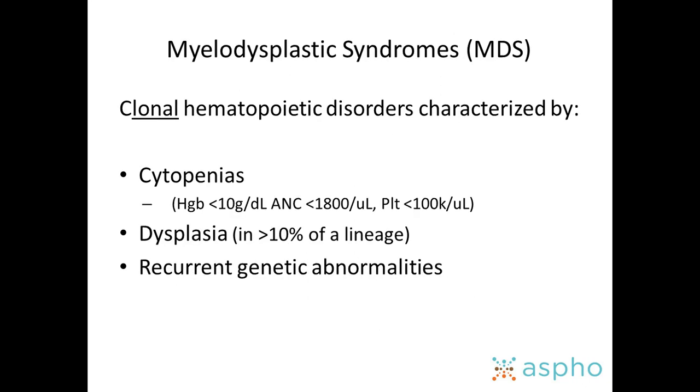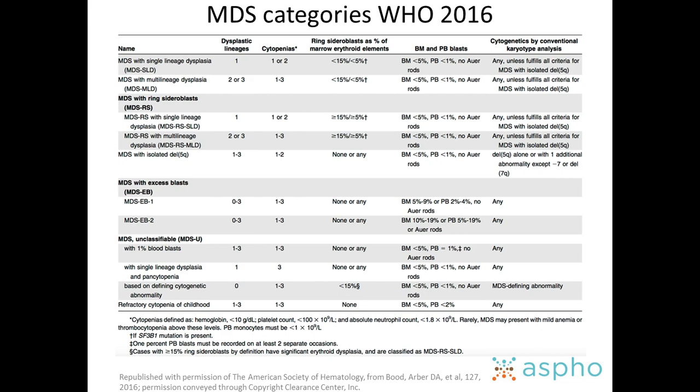I won't go into the classification of myelodysplastic syndromes in detail, but to remind you that these are clonal hematopoietic disorders characterized by cytopenias, dysplasia, and recurrent genetic abnormalities. Here's the current WHO classification, which is largely geared toward the classification of adult MDS.